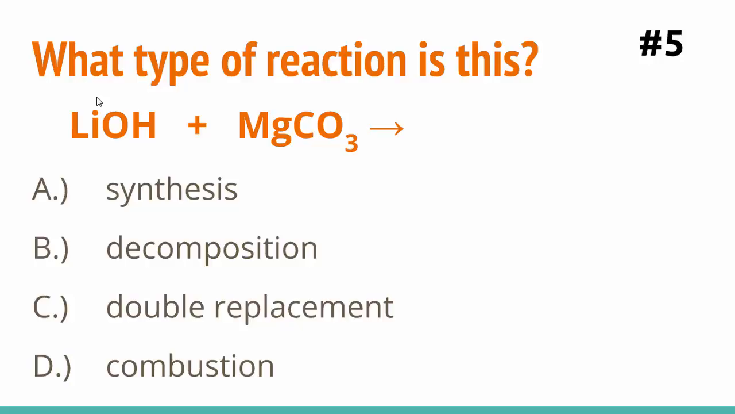Decomposition, typically you won't have two compounds or two substances starting out your reaction for a decomposition reaction. So it can't be decomposition. And let's rule out combustion because there's no fuel here. So without a fuel and oxygen, you can't have a combustion reaction. That leaves double replacement. And of course, these are both cation, anion compounds, where the lithium and the magnesium are cations, the hydroxide and the carbonate are anions, and in a double replacement reaction, potentially, those two would just switch partners. And we'll see what we get out the other side of that reaction afterwards. So that's a double replacement reaction, letter C.